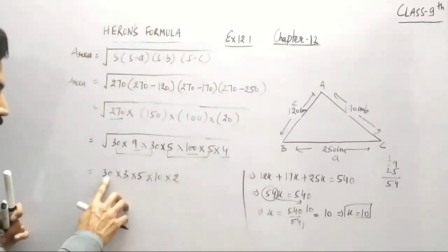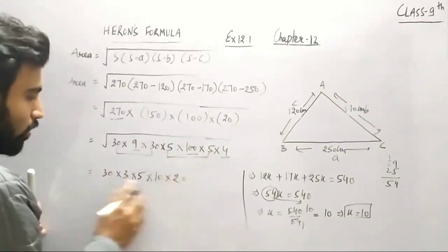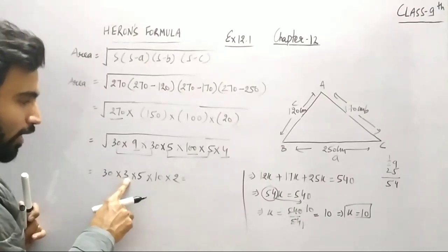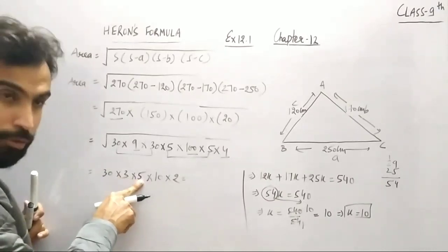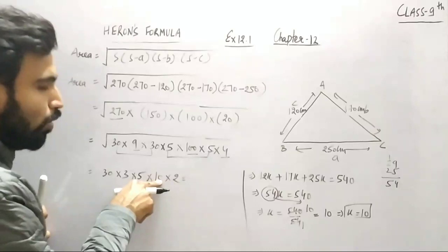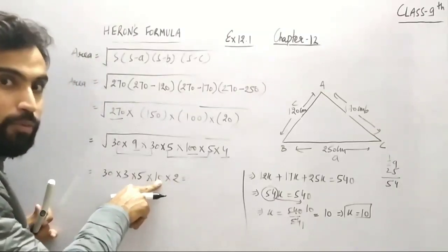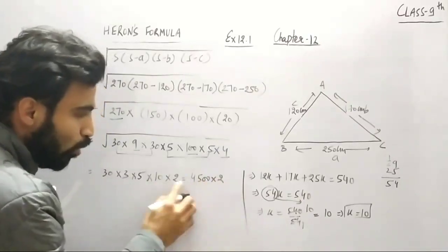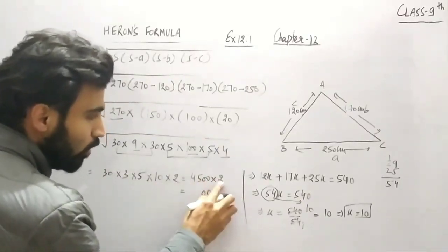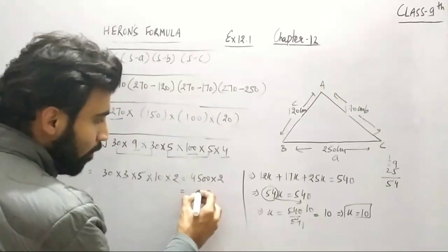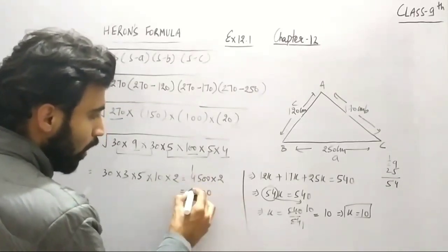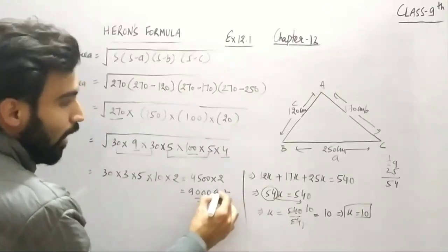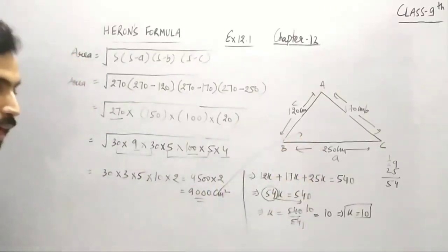Now let me just simply multiply them. You can see 30 into 3, that will be 90. 90 into 5, that will be 450. 450 into 10, that will be 4500. So 4500 into 2. Let me just calculate that. So 2 zeros. Now 2 5s are 10, 0 and 1 carry, 2 4s are 8 plus 1, 9. So you get 9000 centimeters square as the area of this triangle here, right?